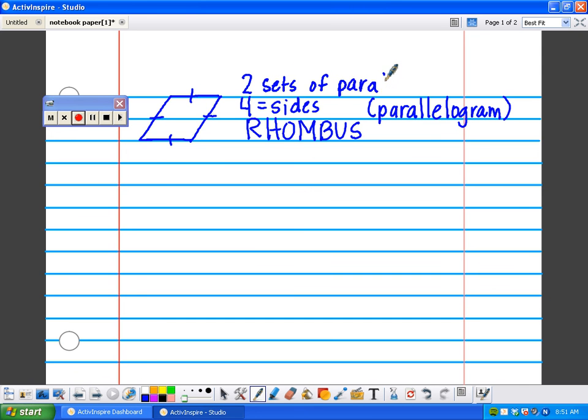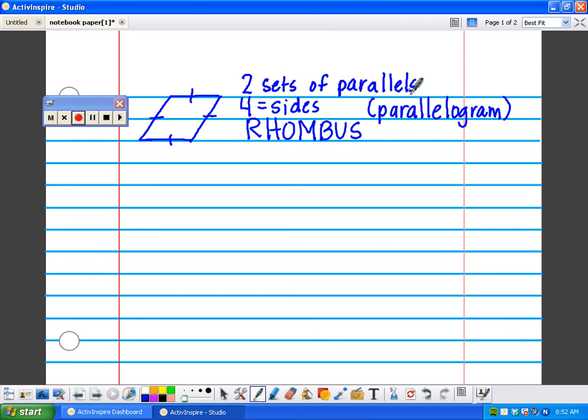What else is a rhombus? What else has 4 equal sides and 2 sets of parallels? Ooh, a square does, doesn't it? Does a square have 2 sets of parallels? Does it have 4 equal sides? So how many names does a square have?